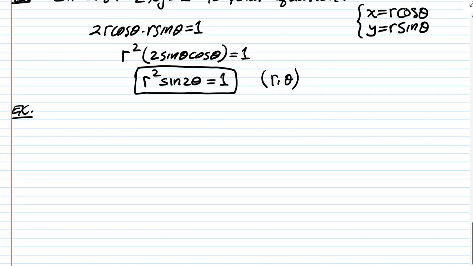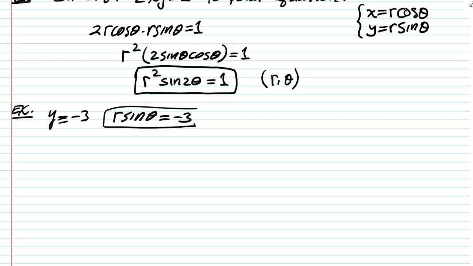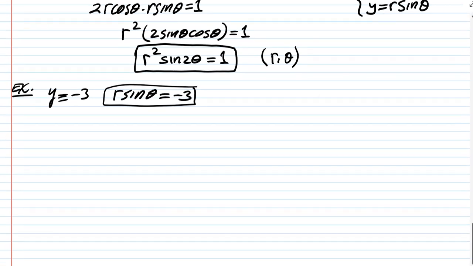Let's do another example. What if I have, let's say, a horizontal line, y equals -3? What would the representation be in polar? Well, y is r sine theta. And there you go. r sine theta equals -3. That was too easy, wasn't it?